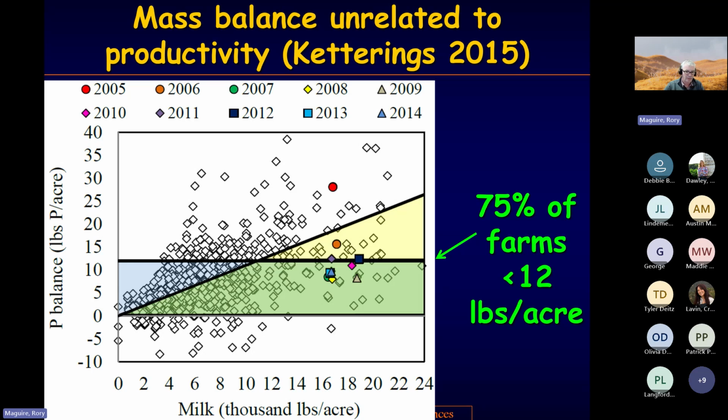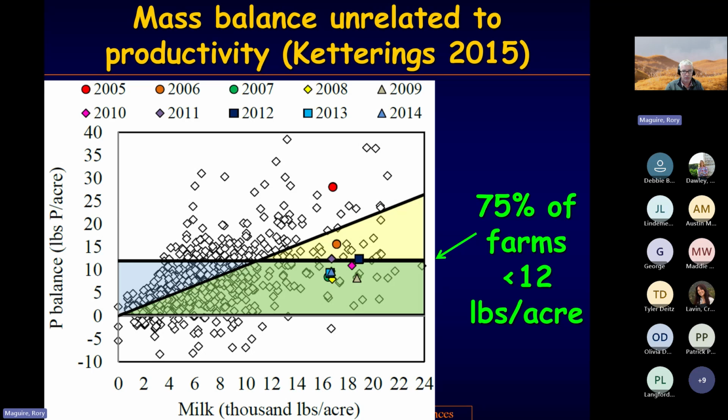The diagonal black line has 50% of the sites above it and 50% of the sites below it. And the horizontal line shows that 75% of farms are less than 12 pounds per acre. This is considered to be where dairy farms are most productive. So in this green area, you have both high milk production and relatively low, not excessive, mass balance. And then you can see the colored dots.